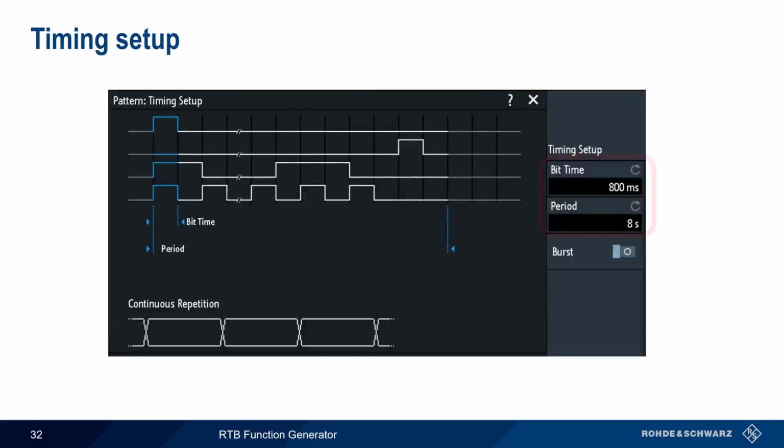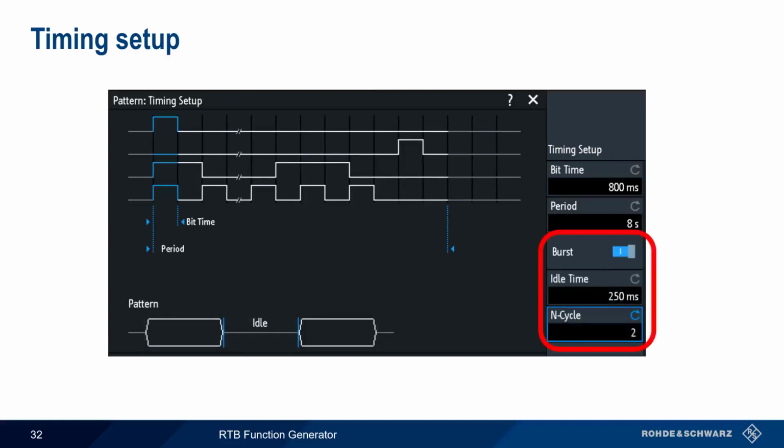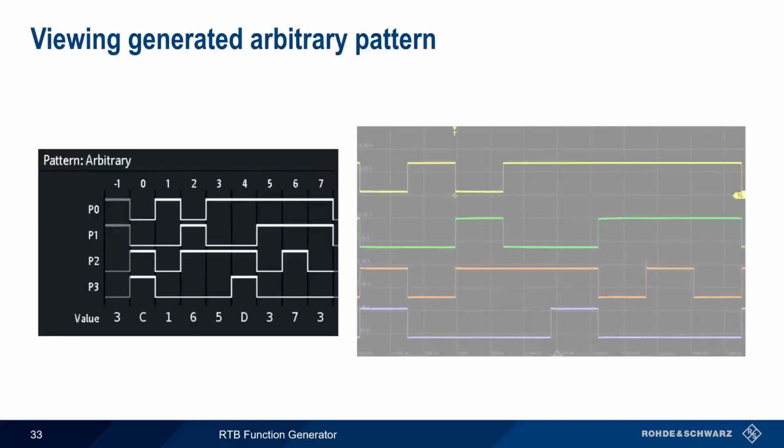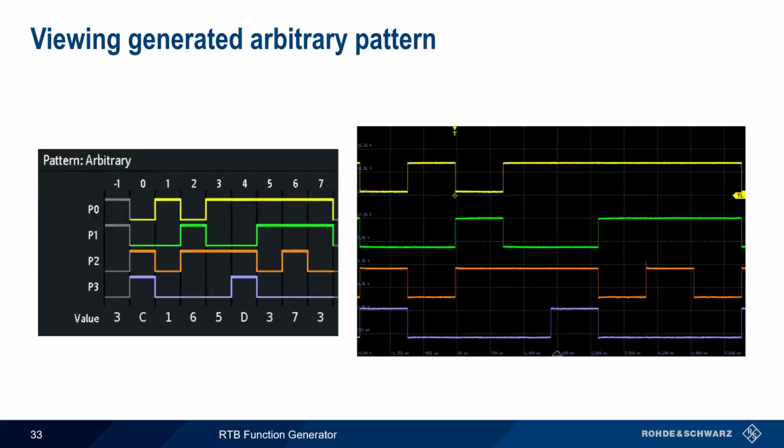In timing setup, we define both the duration of each bit, or the bit time, and the total period of the pattern. By default, the pattern is repeated continuously as shown. If we enable burst mode, the pattern is repeated n times, with a defined idle time between the bursts. After enabling the pattern generator output, we can see each of the 4 patterns by connecting each pin to a different channel on the RTB.